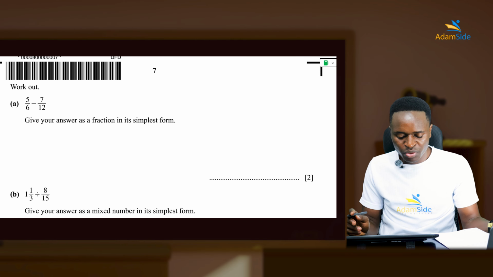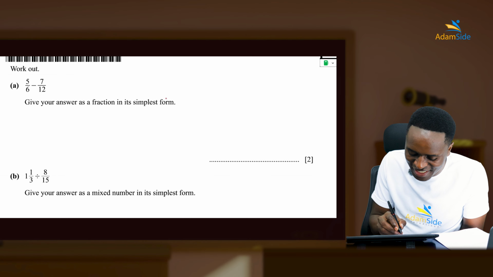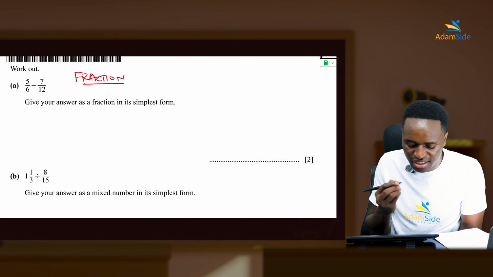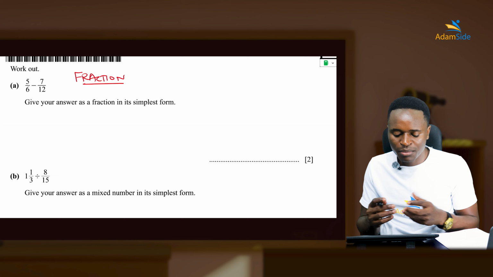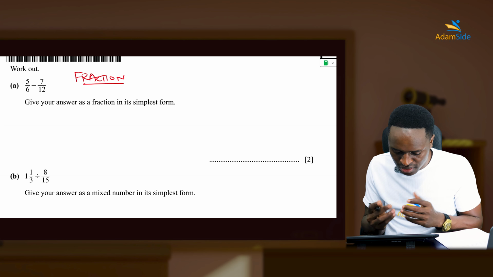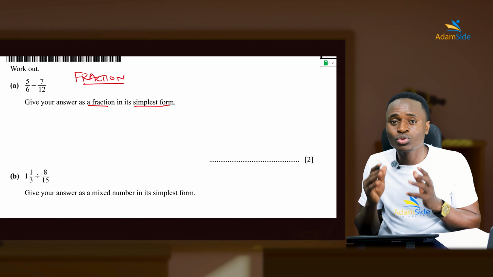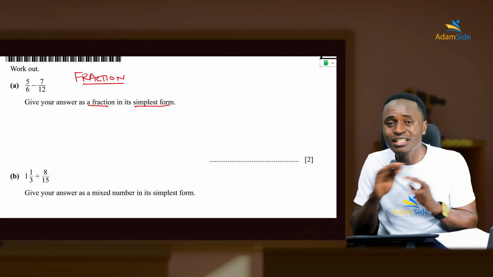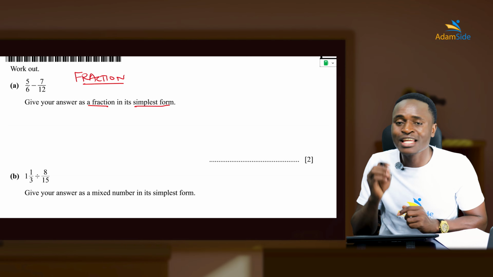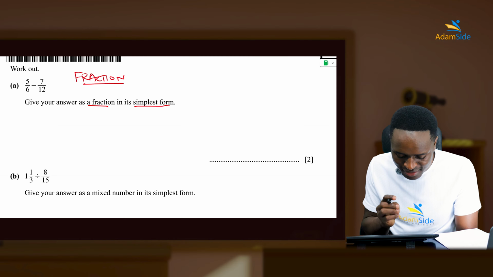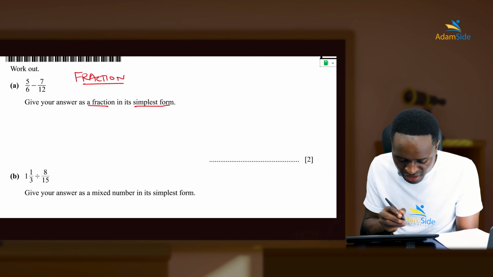The next question, champion. Wow. This is very easy. Topic of fraction. In the topic of fraction, we are talking about subtraction. Give your answer as a fraction, they say, as a fraction in simplest form. This is what you need to identify, dear candidate. This is very important. Identifying what they really want you to answer. Leave your answer as a fraction in simplest form.